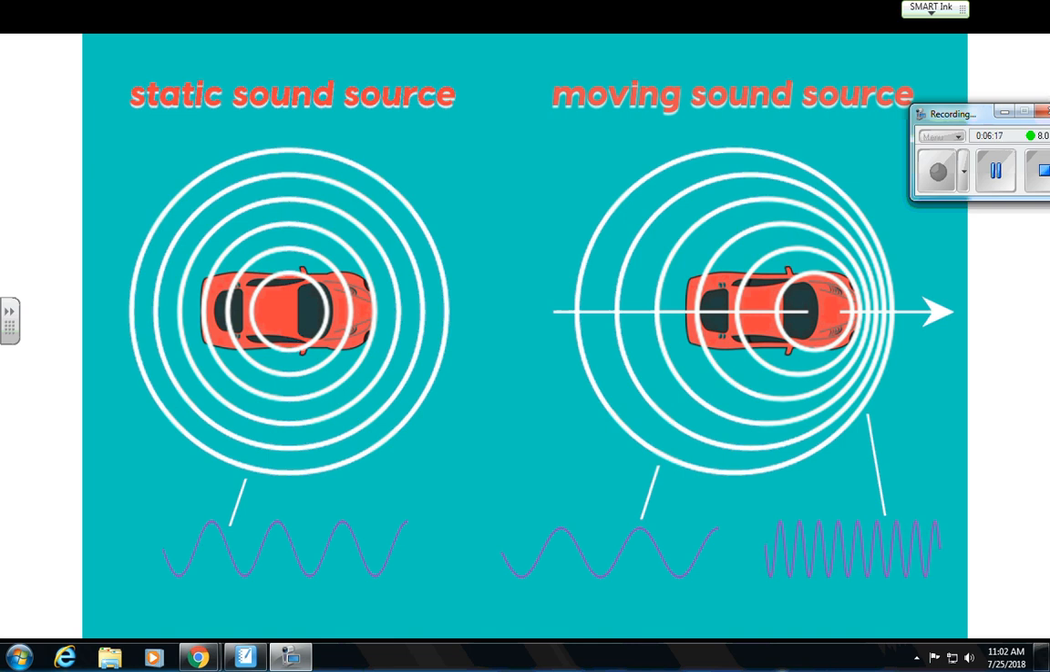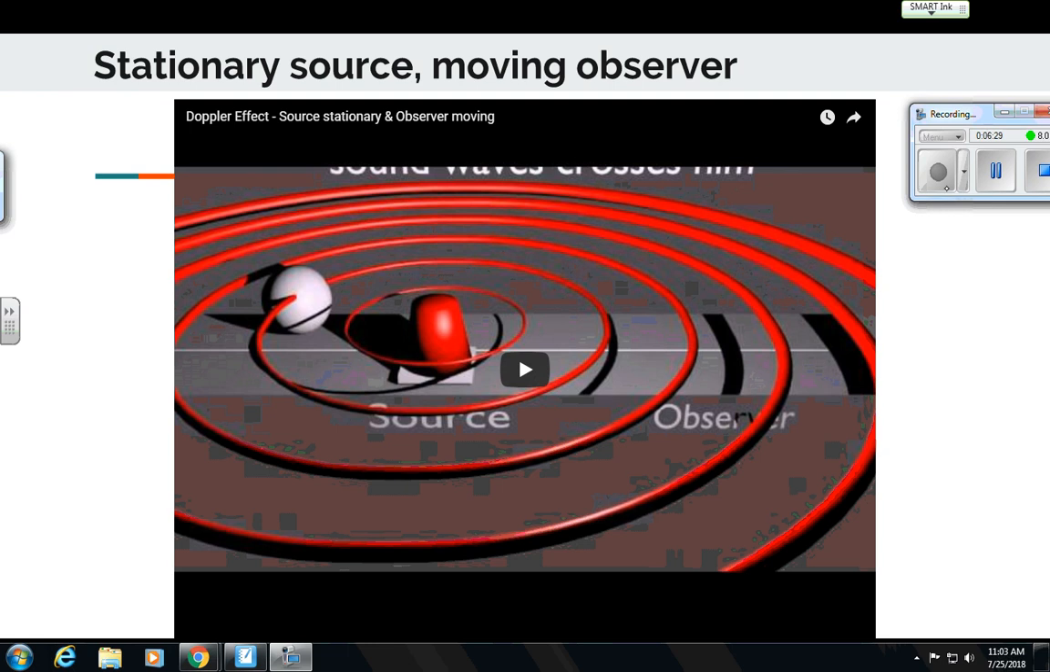So this is the diagram that I'd expect you to be able to understand, maybe even draw, or somehow explain why the Doppler effect is occurring when the source of the waves is moving. So this is all what it looks like when the source is moving.